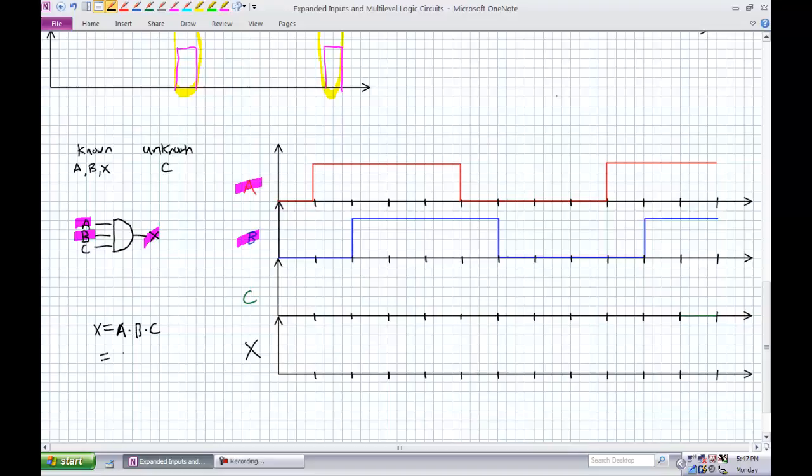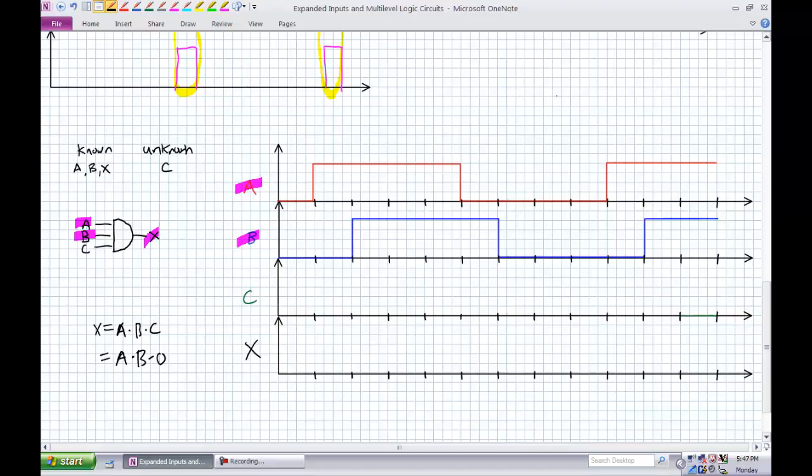And if C is always a 0, A AND B AND 0. Think about 3 times 2 times 0. What is it? It's a 0. It's always a 0. So your output, if you get a flat line 0, chances are you've got something shorted to 0, one of those inputs shorted to 0.